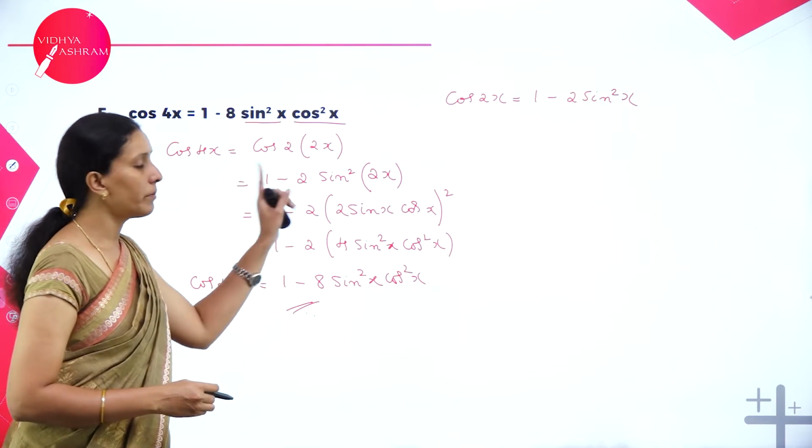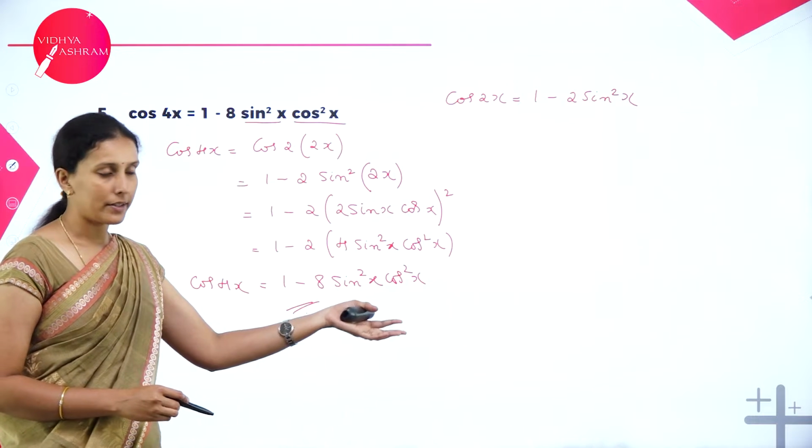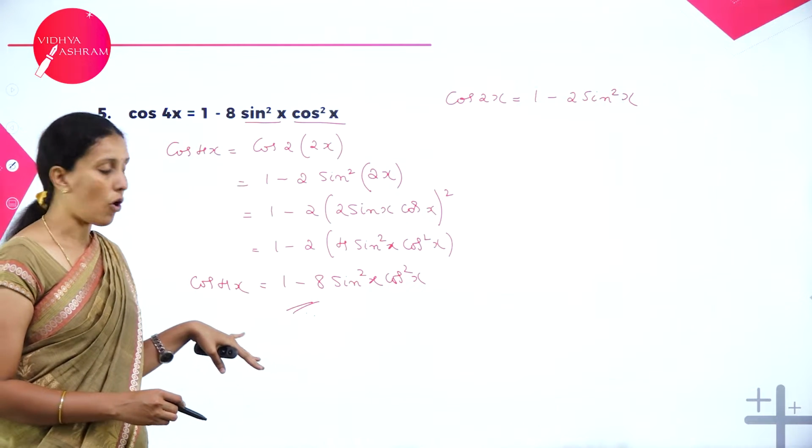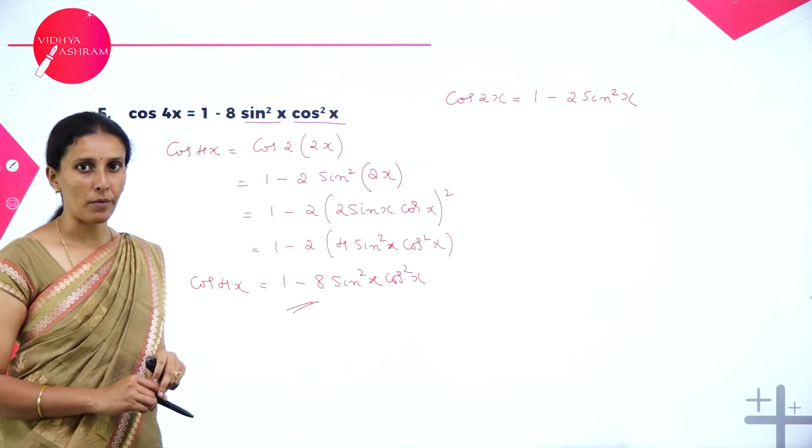So here conversion becomes very important. This can also be expressed in many more identities, but this is one of the identities of cos 4x which we can derive using the cos 2x formula.